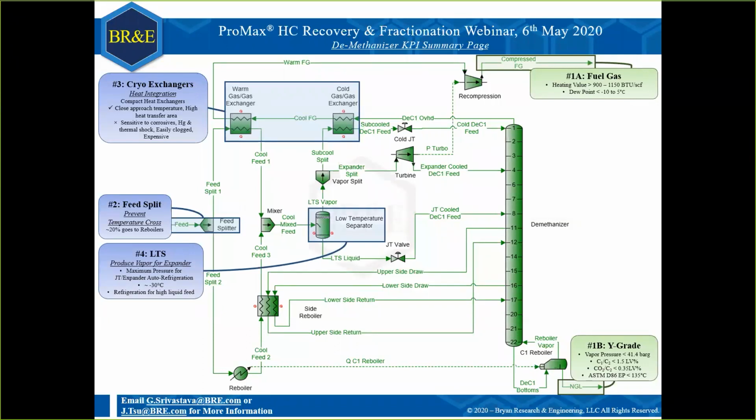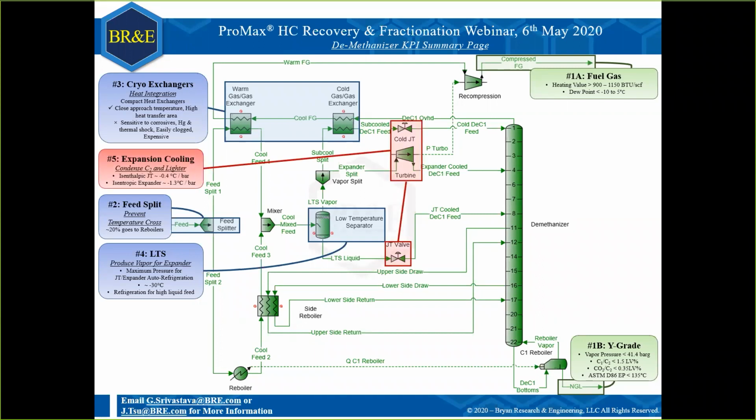Next, we have already talked about the LTS. In this case, the temperature of this LTS varies depending on what mode you're operating your demethanizer on, whether it's recovery or a rejection of C2. And all it serves to do is separate out the vapor to use the turbine and the liquid to use the JT valve.